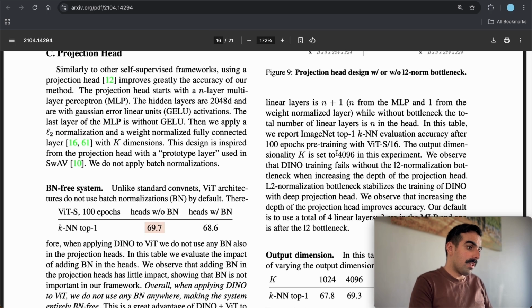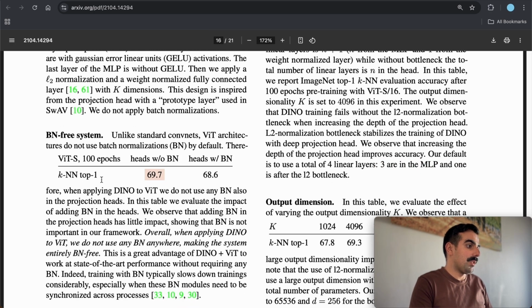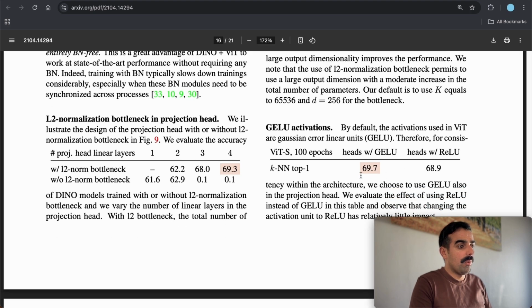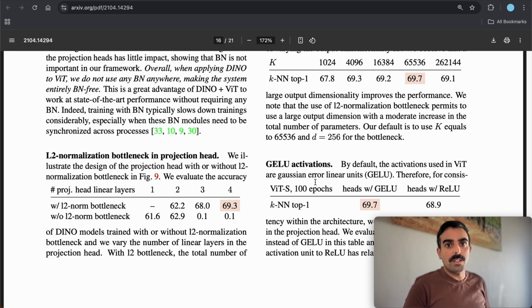So here there is valuable information on whether to use batch normalization or not, whether to use GELU or LELU. They tested different settings and reported the results in the appendix.